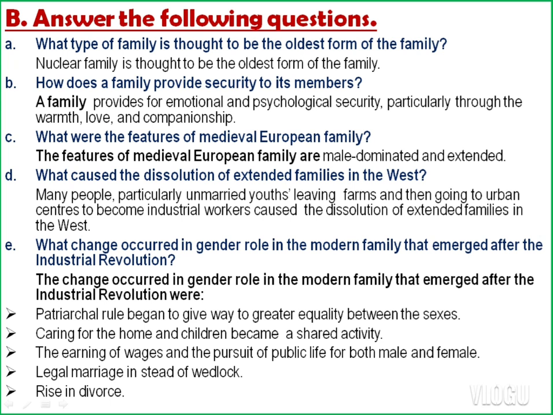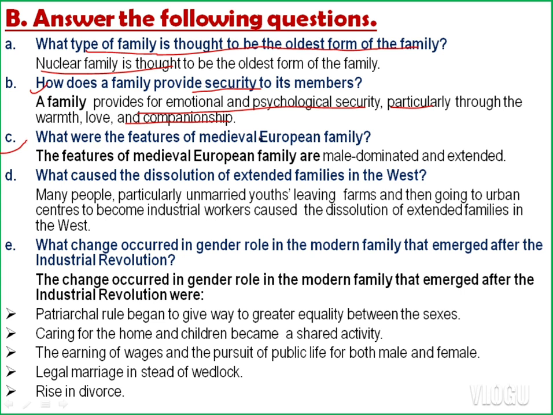Then we'll see B. Answer the following questions. What type of family is thought to be the oldest form of family? Here the question A. A मा हाम्रो के रहेको छ? What type of family is thought to be the oldest form of family? सबैभन्दा oldest form of family कुनलाई लिने गरिन्छ? Nuclear family is thought to be the oldest form of family. Question B. How does a family provide security to its members? Family ले आफ्नो members लाई कसरी सुरक्षा प्रदान गर्छ? The family provides emotional and psychological security, particularly through the warmth, love and companionship. यसरी उसले provide गर्छ.